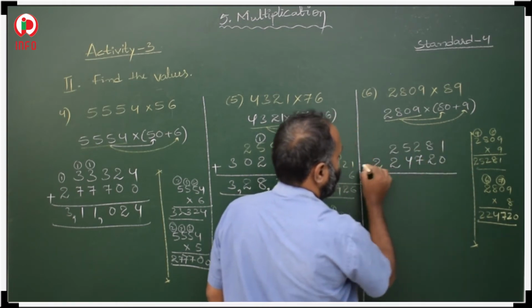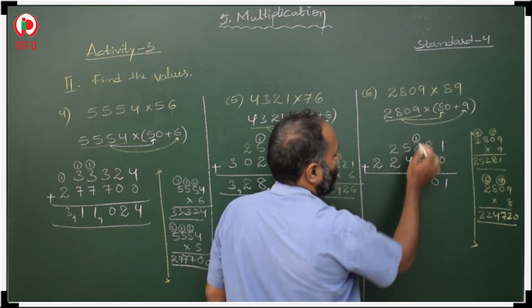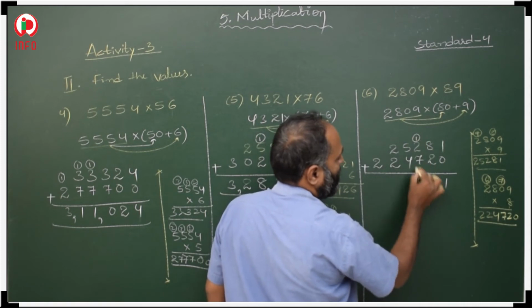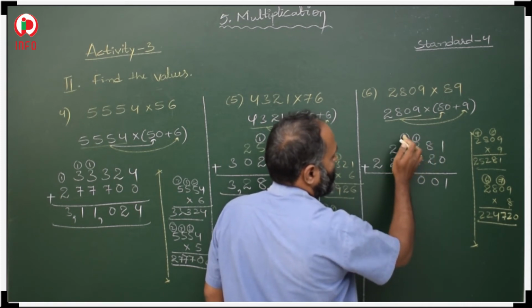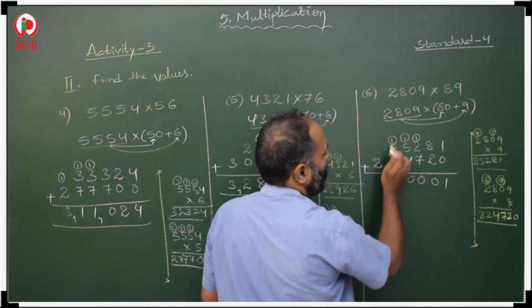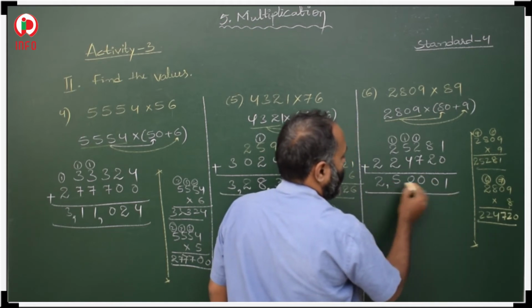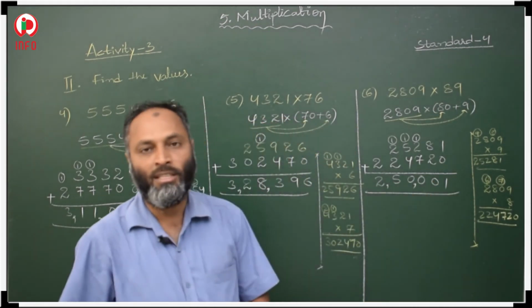Now add. 8 plus 2, 10. 7 plus 2, 9, 9 plus 1, 10. Carry over here. 5 plus 1, 6. 6 plus 4, 10. Carry over here. 2 plus 2, 4. 4 plus 1, 5. 2,50,001. So this is your answer.